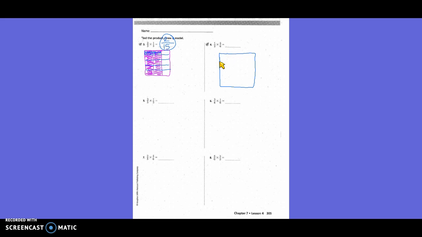How many sections do I need to begin with? 2. And then how many of those 2 do I color in? 1. And you're going to lightly shade that in first. Then you're going to darkly shade in. How many sections am I going to break that whole box into going the opposite way? 6, right?